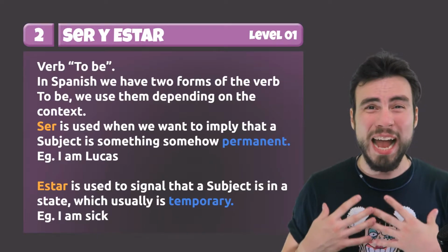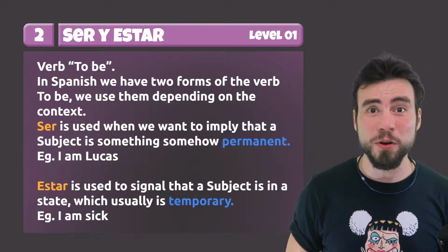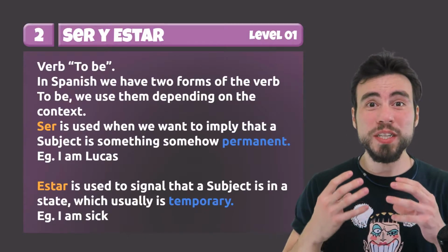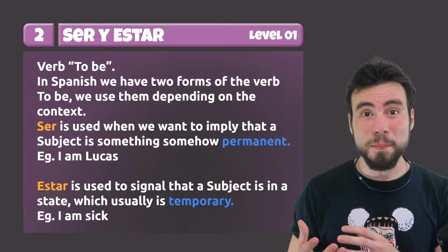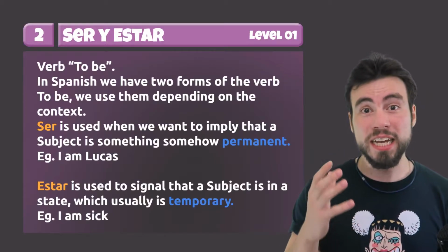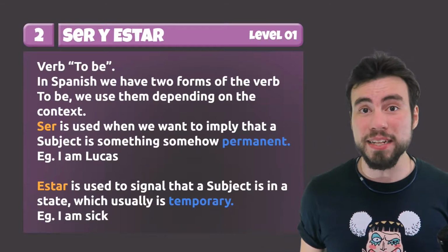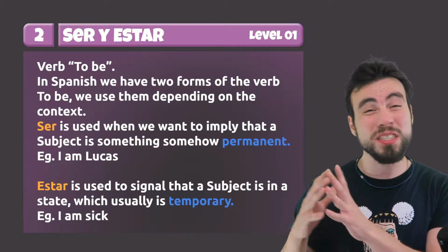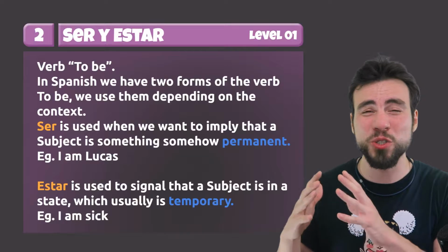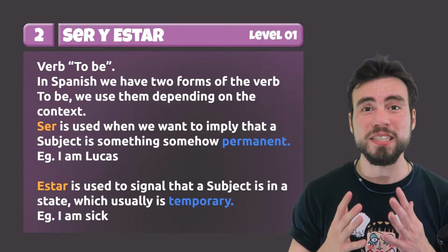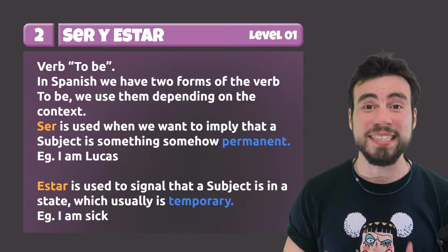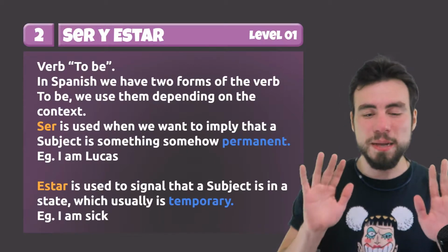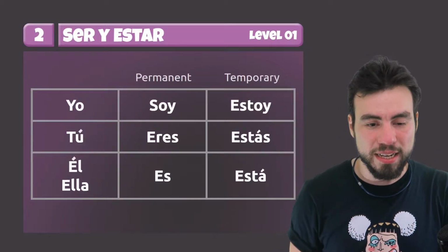And if I say, for example, I am tired or I am sick or I am hungry, we usually use the one that is estar, that means estoy, that's temporary. Because after I eat something or after I take a rest, I'm not going to be tired anymore, right? So it's a temporary short effect on me, a short state of being, and that's how we use the second one, which is estar. So just remember this, permanent and temporary, and let's go to the table.